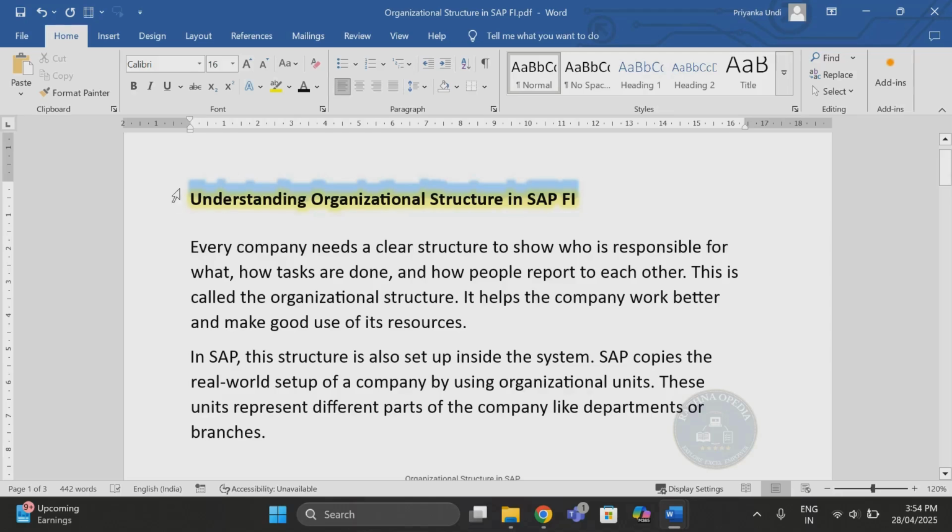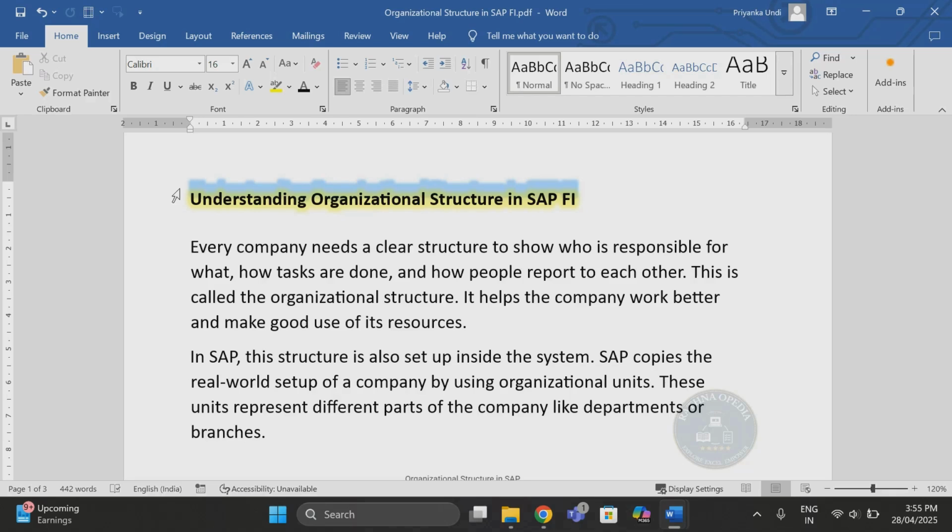Today we will understand what organizational structure is, and how it runs in any company or organization. Every company needs a clear structure to show who is responsible for what, how tasks are done, and how people report to each other.